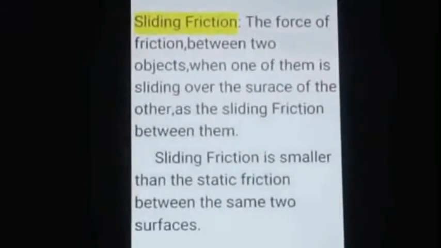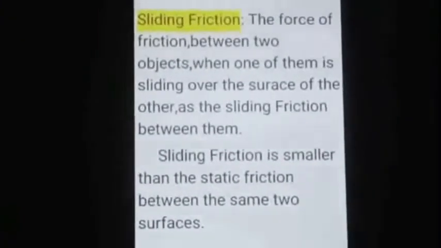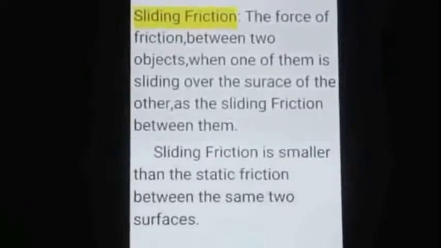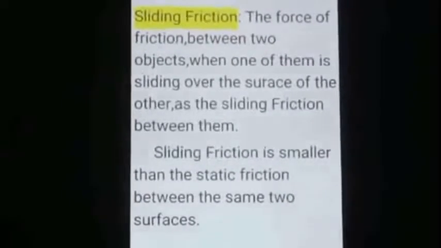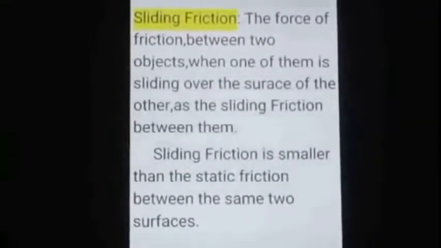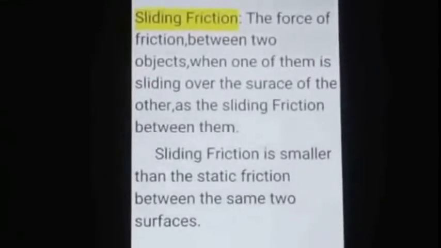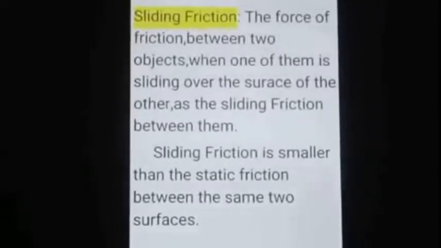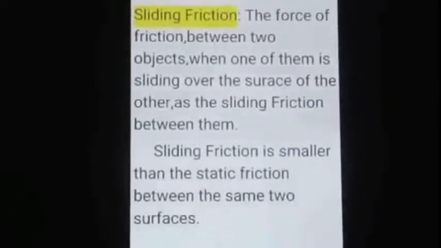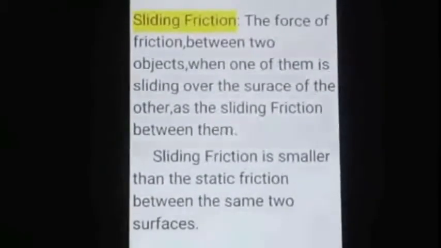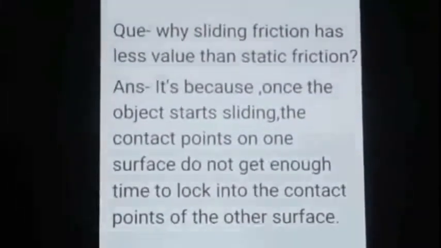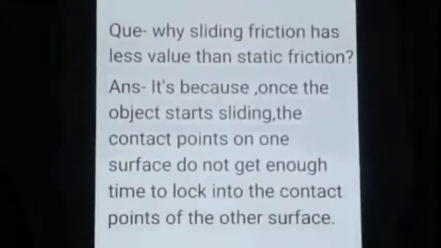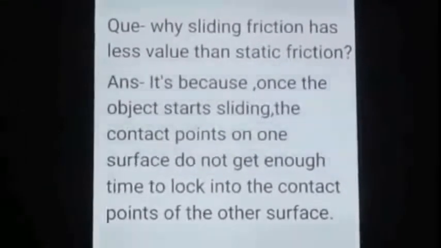We commonly observe that when we push a heavy box at the start, we apply more force to start it moving. Then it has static friction. Once the box starts moving, we apply less force, then it has sliding friction. We know that friction exists due to the interlocking of the irregularities of two surfaces in contact.